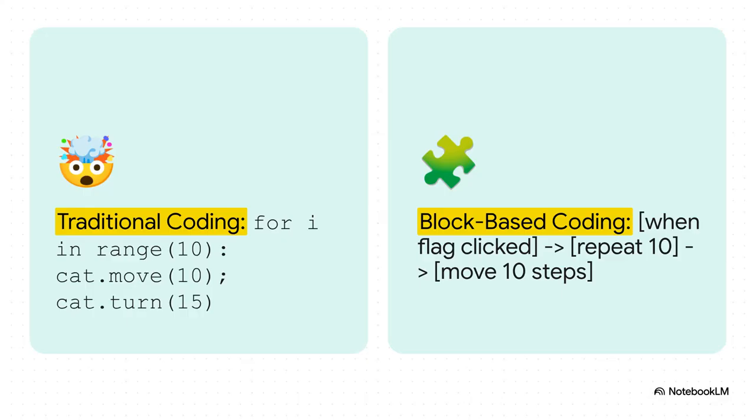And this slide just shows the difference so perfectly. Look, on one side, you've got your traditional text-based code. Yeah, it's powerful for sure, but if you're a beginner, it looks like some kind of intimidating secret language. Then you look at the other side, the block-based version. It's just intuitive. You can actually read it. The logic is all right there, out in the open, just waiting for you to play around with it.